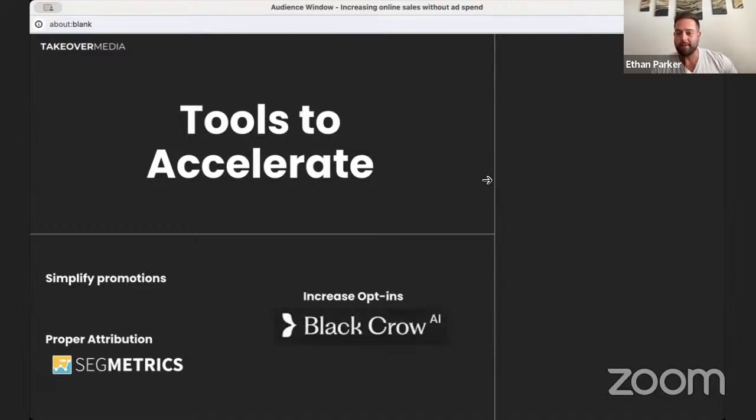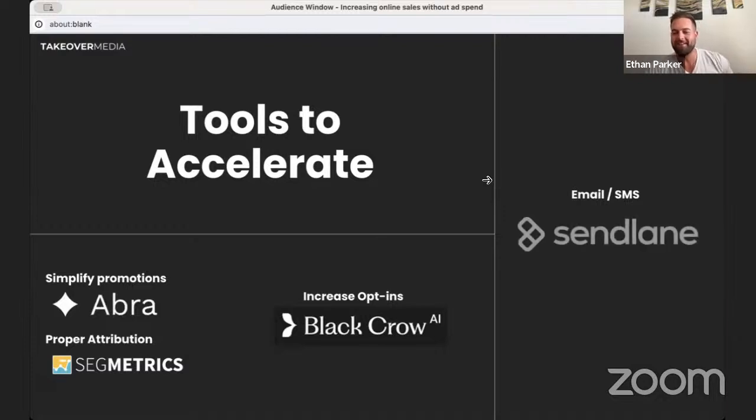You also want to work everything you can to increase your opt-in rates. Black Crow is a super great platform that helps. It'll do AI-based secondary showings of the offer to your audience to get them to opt in. Very effective. Highly recommend. For email and SMS campaigns, SendLane is a really great tool. Like those guys over there, you're going to get kind of the best pricing, and it's all in one spot for anything you need there.